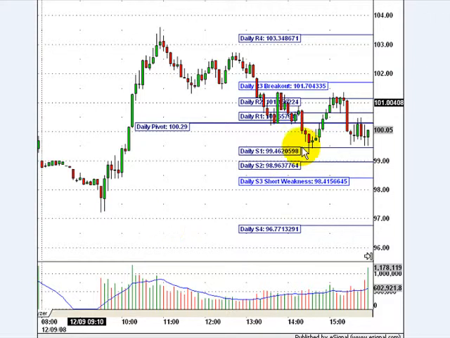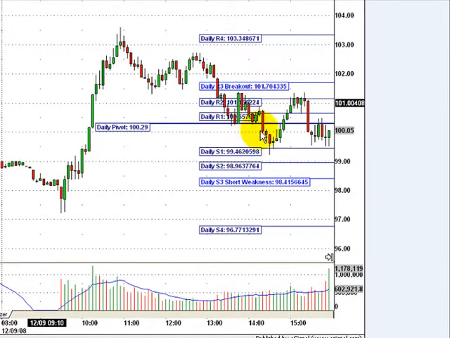As you see here, Apple sold off, lost the daily pivot, which was support right here, came down, bounced off this support level and back through the pivot. You would have been long right up into this area here, the R2, for anywhere from a 50 to 60 cent profit.